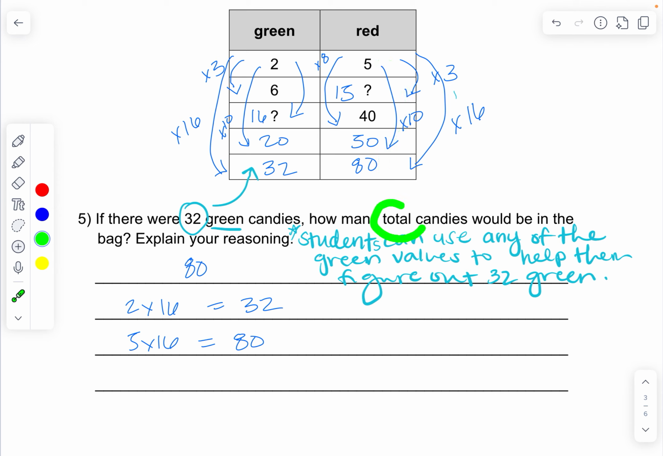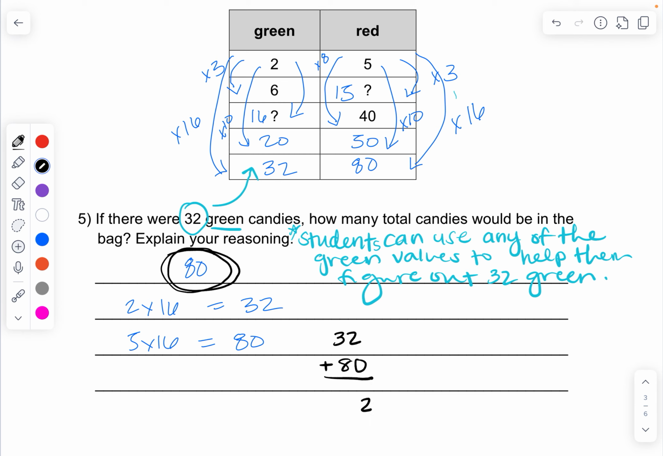But it asks me for the total. It doesn't ask me for the number of red candies. 80 is the number of red candies. It's asking me for my total. So I need to add 32 plus 80. And that is going to give me a total of 112 total pieces.